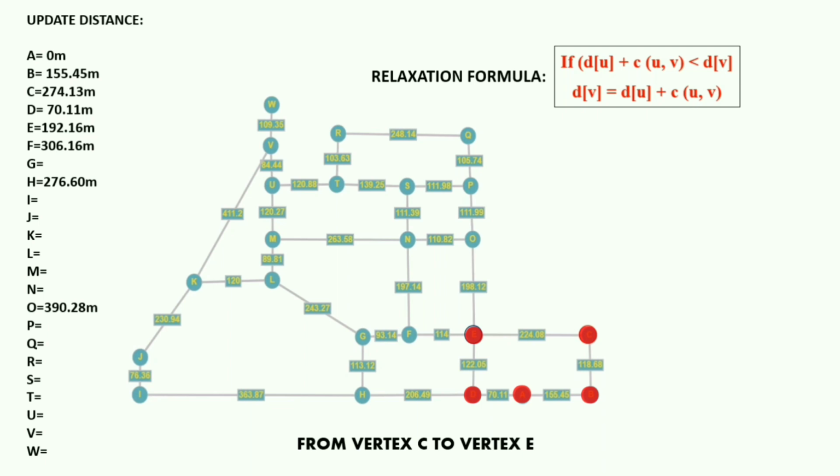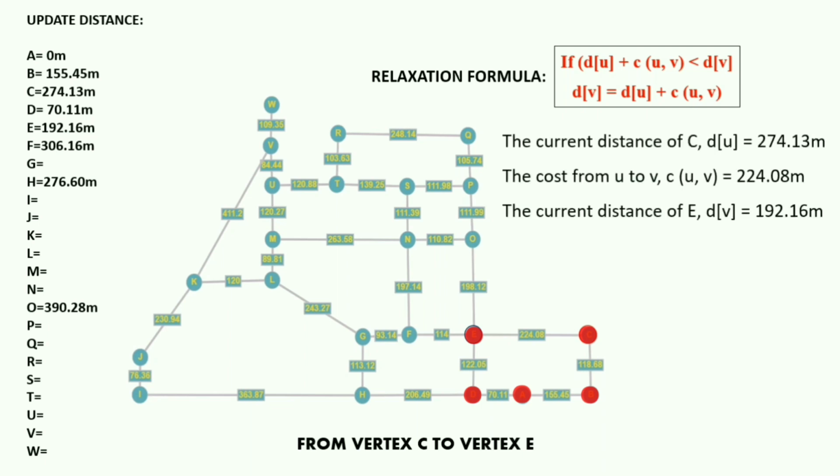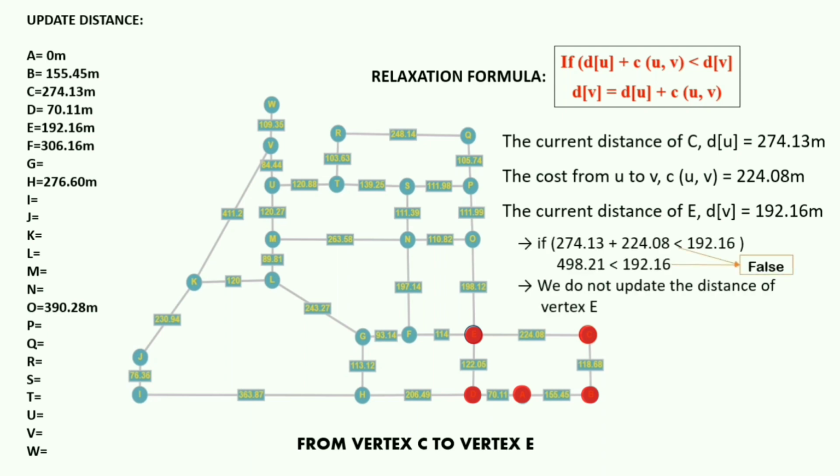Okay, from vertex C to vertex E, the current distance of C is 274.13 meter, while the cost from U to V is 224.08 meter, and the current distance of E is 192.16 meter. So we use the relaxation formula. The condition is if 274.13 meter plus 224.08 meter is smaller than 192.16 meter, which is false this time. So we will not update the distance of vertex E.